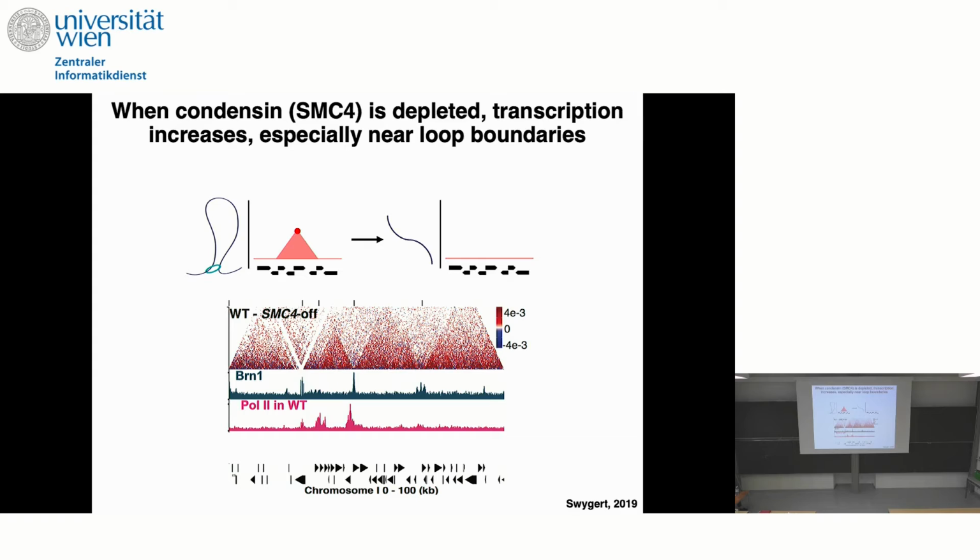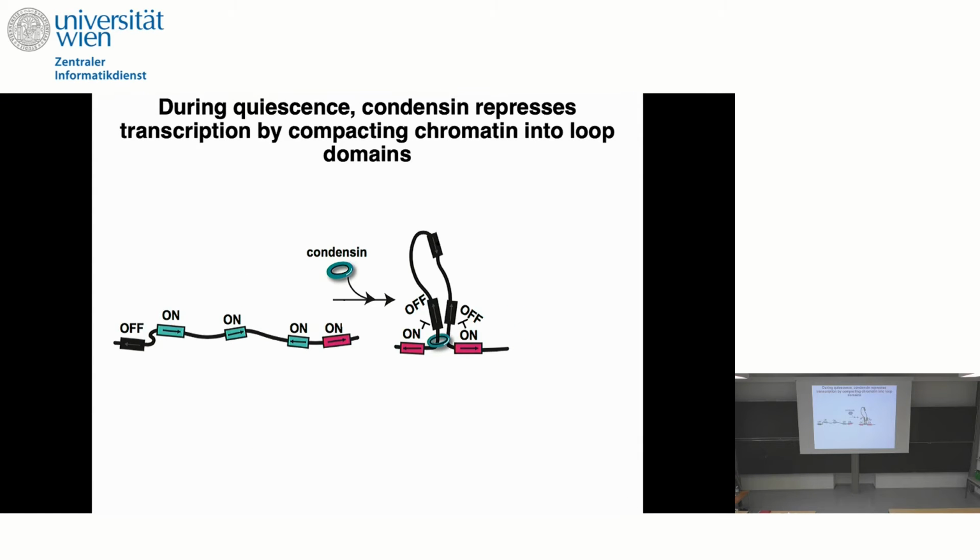When we get rid of condensin, we lose interactions within these domains. We gain interactions across the boundaries of these domains. And in many cases, we gain Pol II at the gene that had previously been off on the other side of this boundary. So the model then is that between log and quiescence, condensin relocates throughout the genome, where it forms these large chromatin loop domain structures.